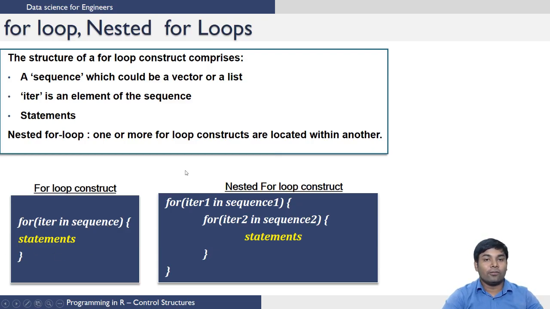The next level of the for loop is the nested for loop. When you say nested for loop, it means we have one or more for loop constructs located within another for loop. The structure of the nested for loop is as follows. The for loop inside is the inner for loop and the for loop outside is called the outer for loop. For every iter 1 in sequence 1, this for loop will get executed. It will go to for loop 2, where it will perform these operations on sequence 2 for every iter 2 and return the output.